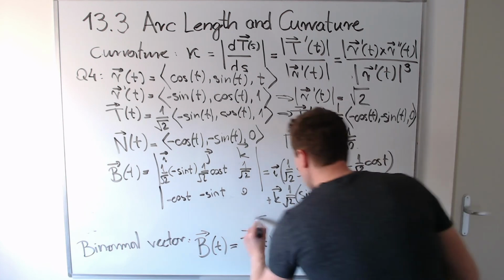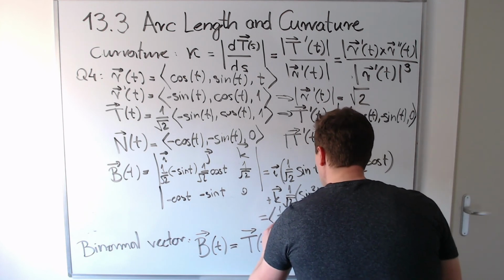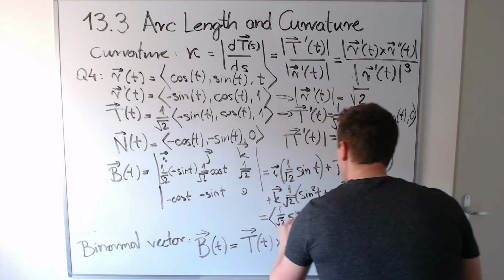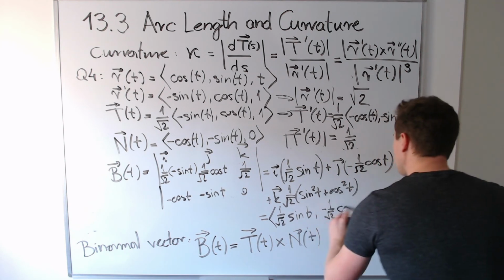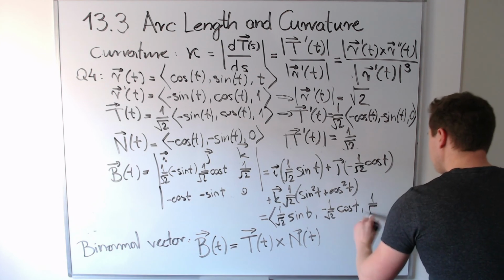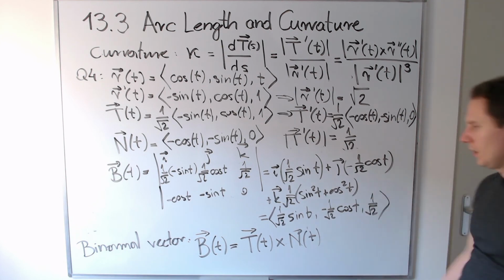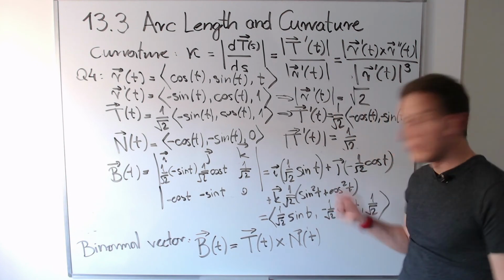So indeed, the components of B(t) are 1 over root 2 times the sine of t, minus 1 over root 2 times the cosine of t, and 1 over root 2. With that, let me stop here, and I hope you enjoyed this video.